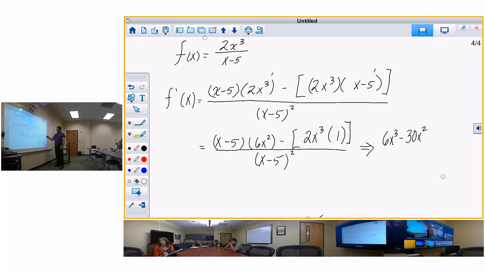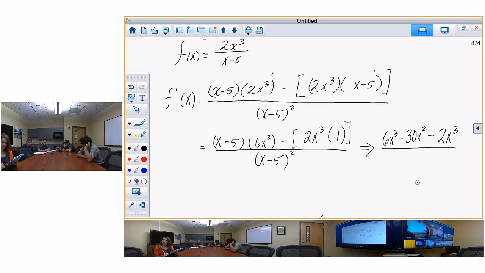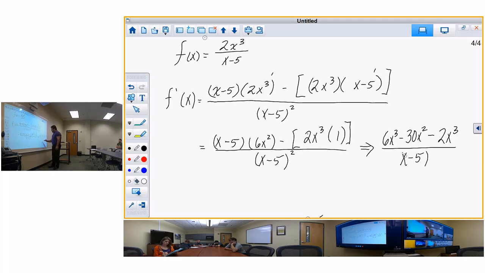My bad. All right, that's minus 2x cubed over x minus 5 quantity squared.